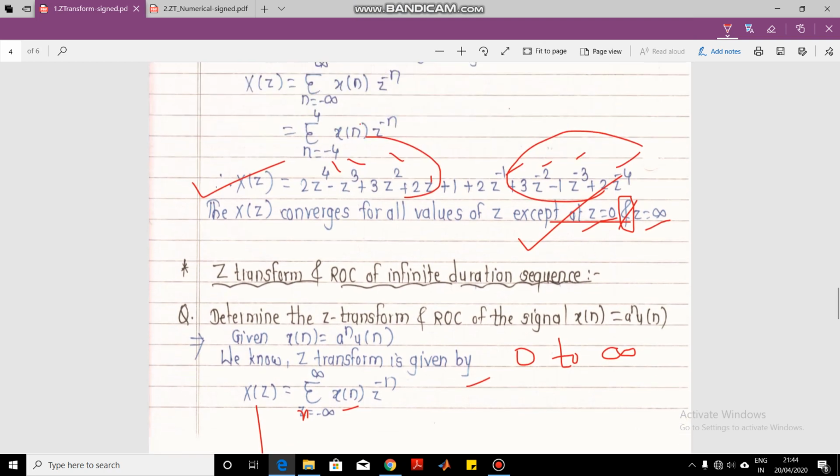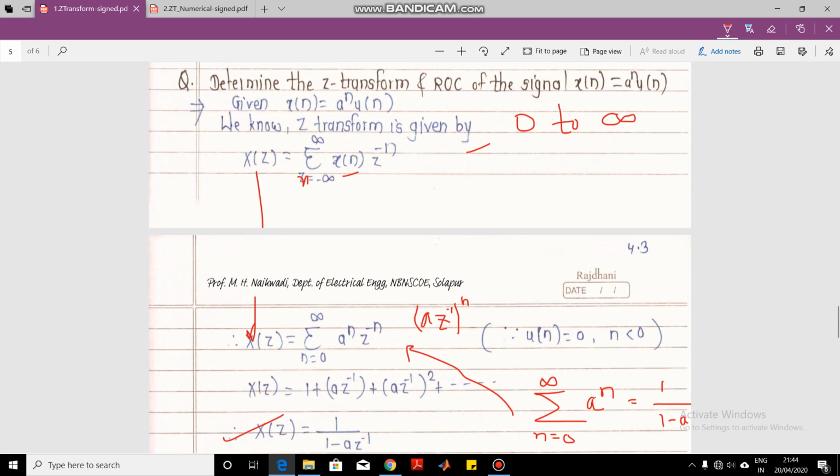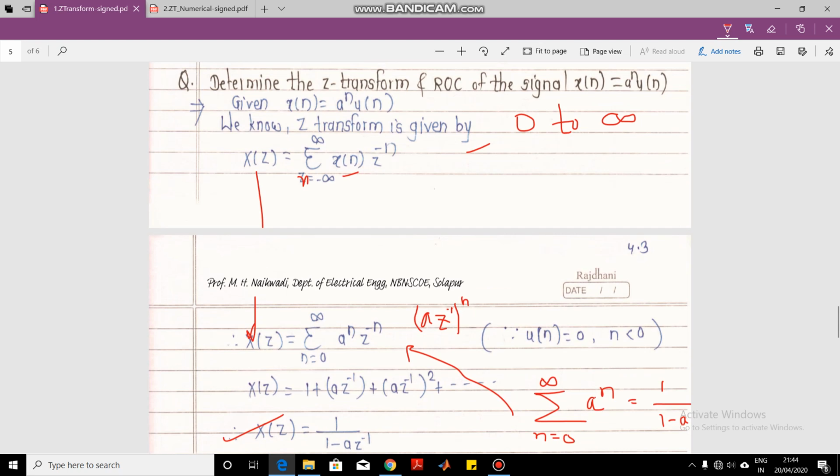Let me summarize this numerical. Whenever a signal is given, first we have to see whether it is a finite duration sequence or an infinite duration sequence. Here in this case it is an infinite duration sequence, but whether it be finite or infinite, we apply the same formula. So we use the formula of X of z: X of z is equal to summation n equal to minus infinity to infinity x of n z raised to minus n. Now we put the value of x of n into this equation. We observe that this is multiplied by u of n, so our limits will change from 0 to infinity because u of n exists only for positive values of n.